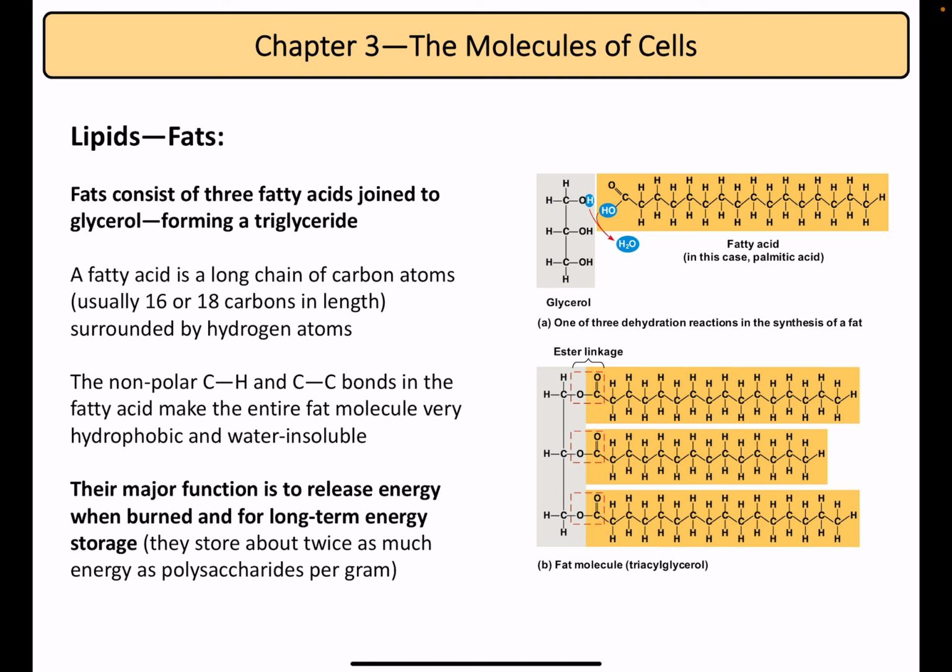And think about what I said in the last slide. This is a molecule that is almost completely composed of non-polar covalent bonds. And that should be really apparent when you're looking at the 3 fatty acid chains. Carbon to carbon or carbon to hydrogen. Those are all non-polar bonds and responsible for its hydrophobic nature.